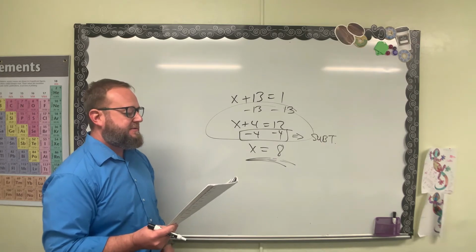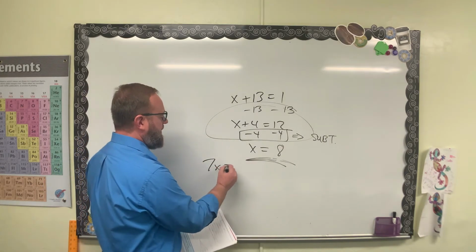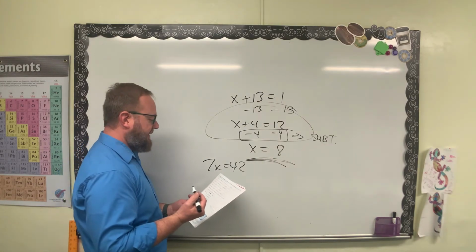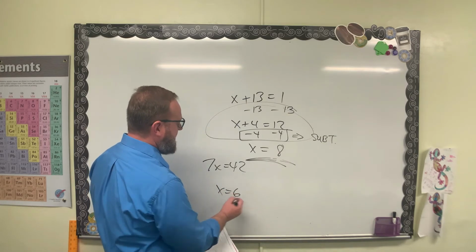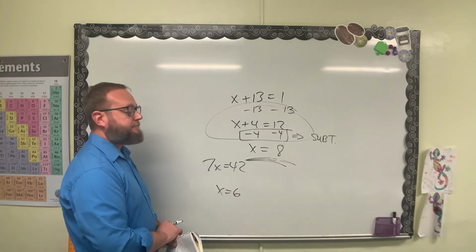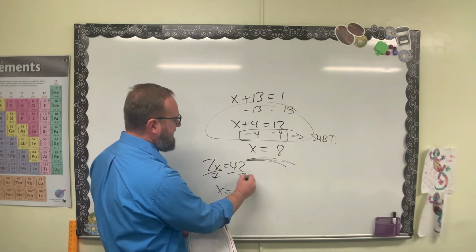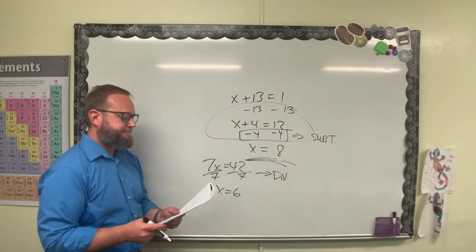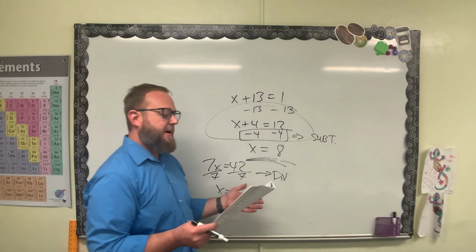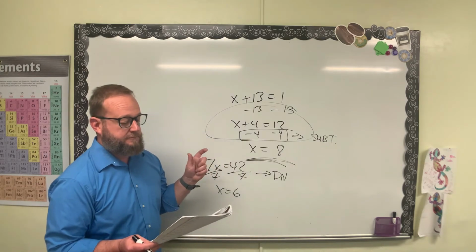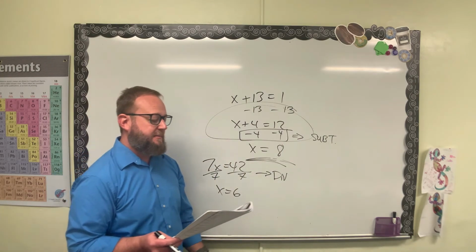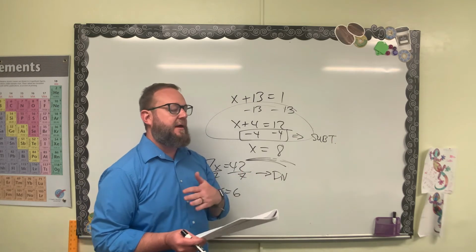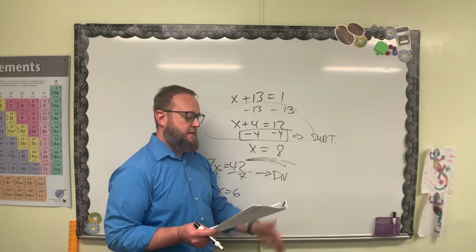Number 8. 7x equals 42. What do I do to both sides to get x by itself, to solve for x? They already told me x is equal to 6. How did I get there? I divided both sides by 7, so that is the division property. Number 9 is which property? Multiplication, because I multiplied both sides by 3, because I wanted to get rid of that denominator.